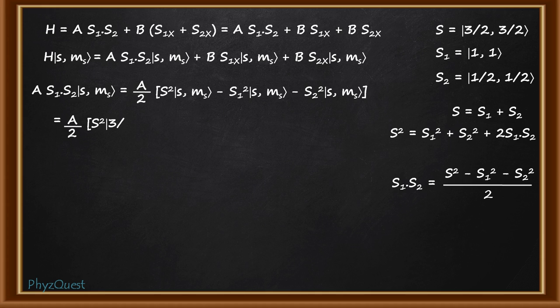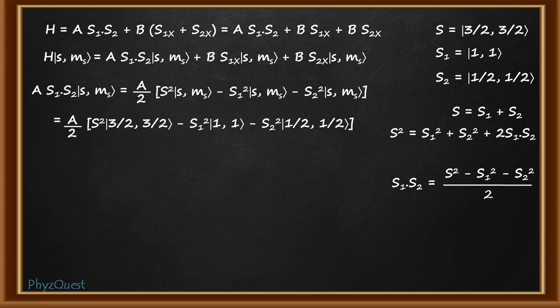This will be |s: 3/2, 3/2⟩ minus s1: |1, 1⟩ minus s2: |1/2, 1/2⟩. So this is for s, that is the total spin, the highest eigenstate. For s1 it is 1, 1, for s2 it is 1/2, 1/2, so we have put that there. Now next is to solve. Now we can easily operate on this state.